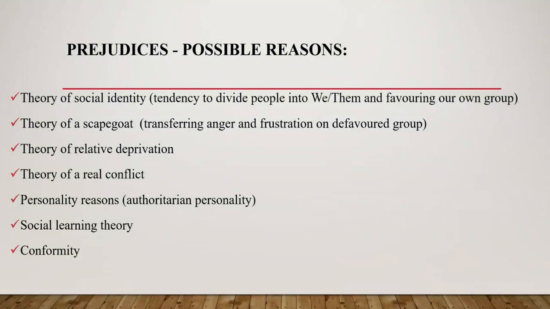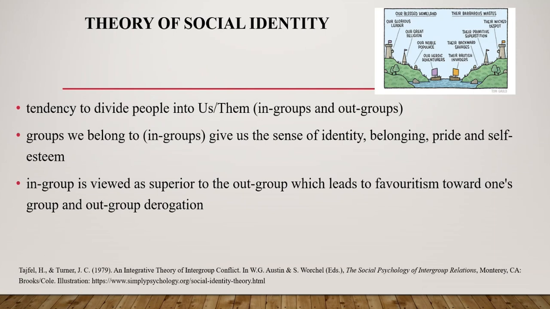There are some theories explaining origins of prejudices. Theory of social identity, theory of a scapegoat, theory of relative deprivation, theory of a real conflict, personality reasons, social learning theory, conformity. Let's start with the theory of social identity.